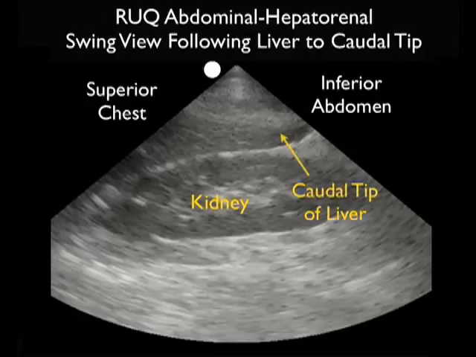Notice here we see the caudal tip of the liver extending almost all the way inferiorly down past the inferior pole of the kidney. And it's important to look at that caudal tip of the liver as it represents the beginning of the right pericolic gutter.